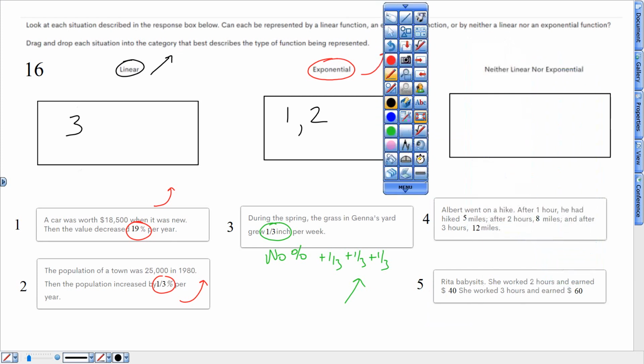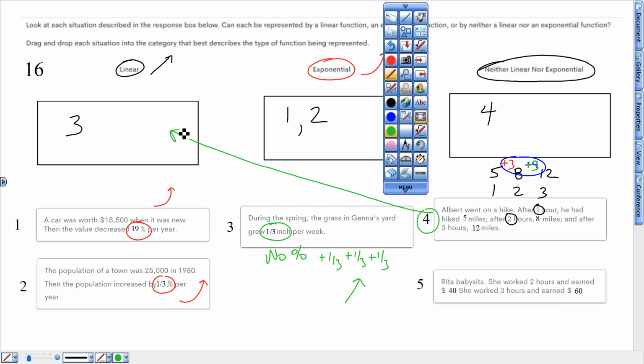These two, you got to do some work. So if I look at this one, I got 1 hour went 5. 2 hours went 8. 3 hours went 12. And if I look, this is going up by 3. And then this gap right here, since it's not the same, makes this neither. So I put number 4 in neither. Just remember, if this was +3 right here, I would have put 4 in linear, but it wasn't like that for this problem. This one was neither.